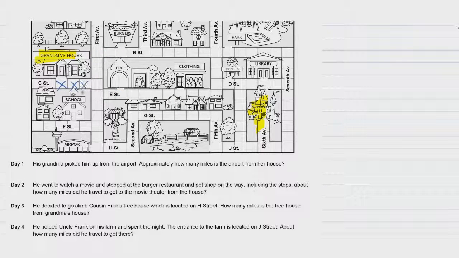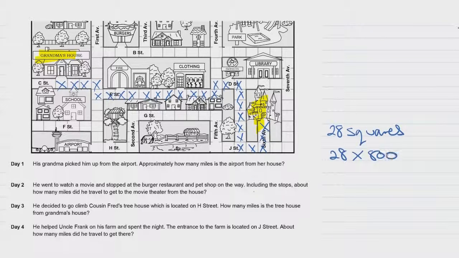1, 2, 3, 4, 5, 6, 7, 8, 9, 10, 11, 12, 13, 14, 15, 16, 17, 18, 19, 20, 21, 22, 23, 24, 25, 26, 27, 28. So he walked 28 squares, and each square is worth 800. So you do 28 times 800.